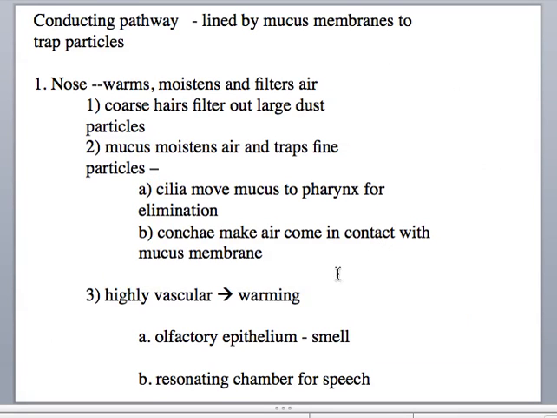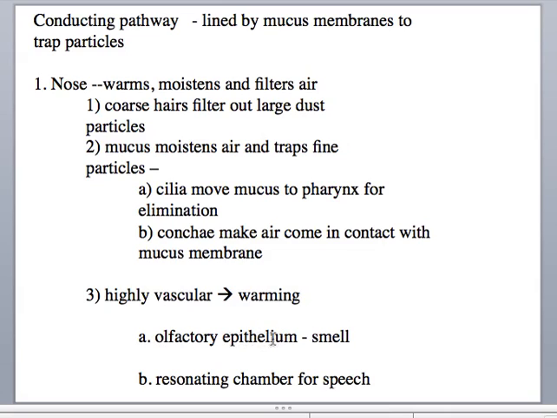Also, your nose is extremely vascular, meaning it's got a rich blood supply. As you probably know if you've ever been punched in the nose or hit your nose, it bleeds very profusely. Well, the vascular nature is important for warming the air as it comes in. All that blood is carrying warmth, and that will help warm the air as it's coming into your body.